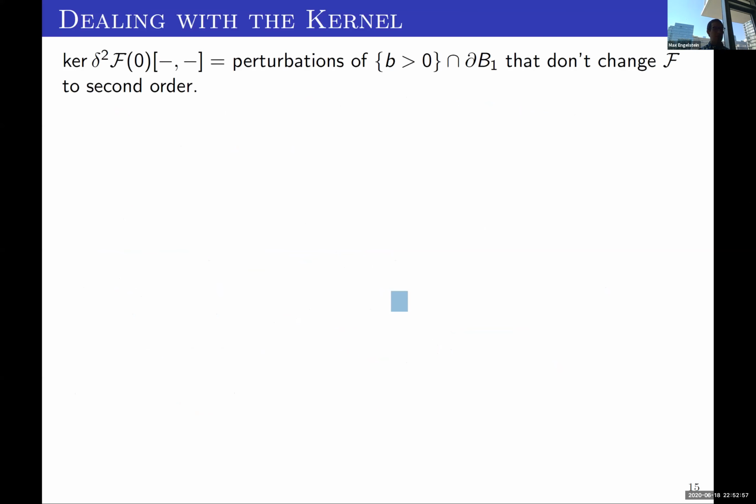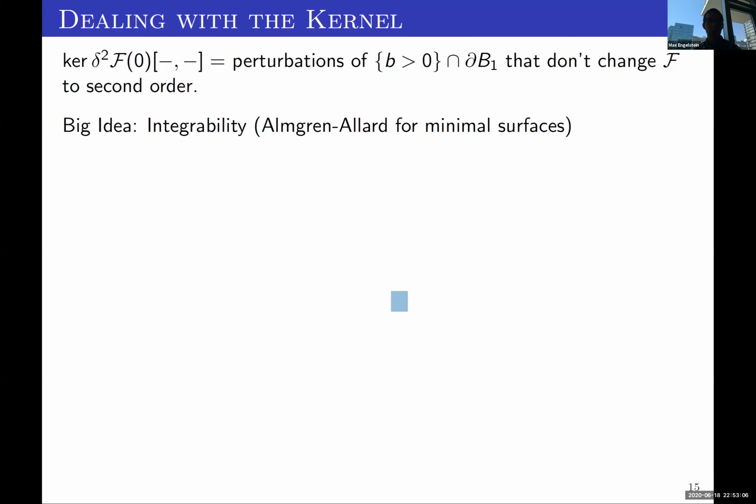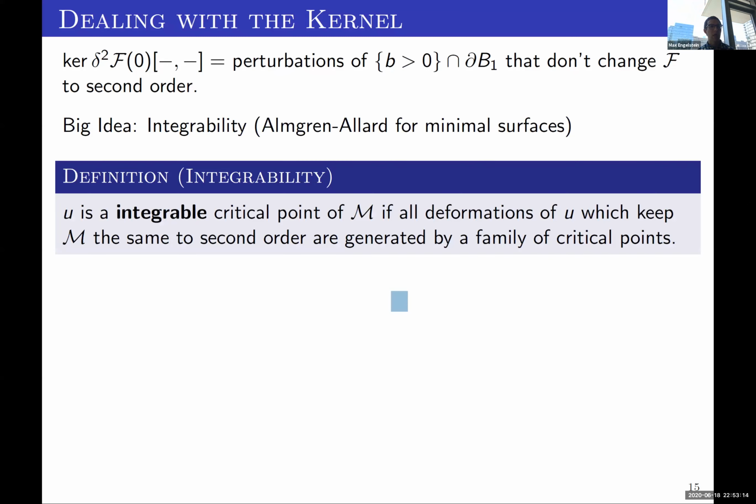Okay, so now let's talk about the kernel. The things in this kernel, as I said before, are exactly the perturbations that don't change our energy to second order. And the big idea is this concept of integrability, which was first introduced by Allard and Almgren for minimal surfaces. I don't know why I flipped their names alphabetically. So U is an integrable critical point of M if all the deformations of U, which keep M the same to second order, are generated by a family of critical points.